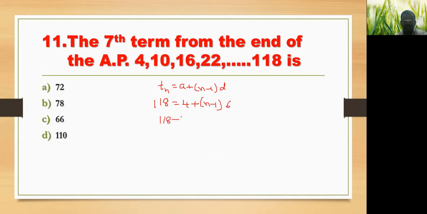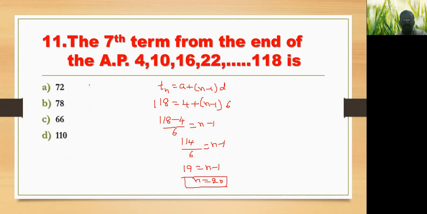So 118 minus 4 by 6 equal to n minus 1. So 114 by 6 equal to n minus 1. If you simplify, 6 1s are 6, 6 9s are 54. So n we get 20. The total number of elements is 20.